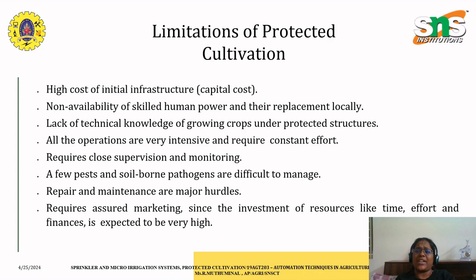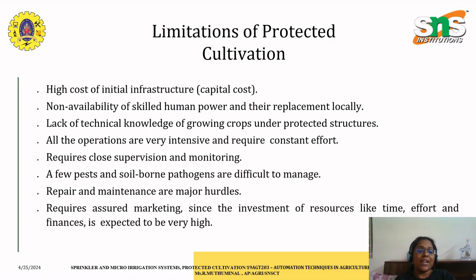The main limitations of protected cultivation are its high cost, non-availability of skilled human power and their replacement locally, and the lack of technical knowledge of growing crops under protected structures. The operations involved in maintaining protected cultivation are very intensive and require constant effort, close supervision and monitoring. A few pests and soil-borne pathogens are difficult to manage.